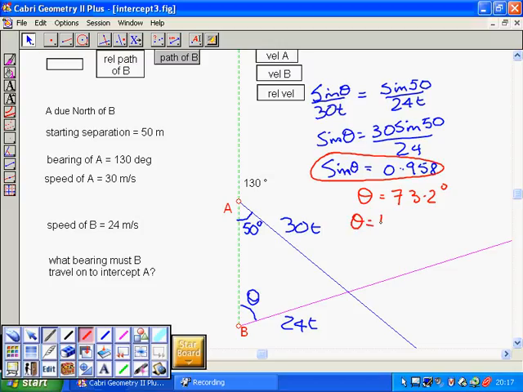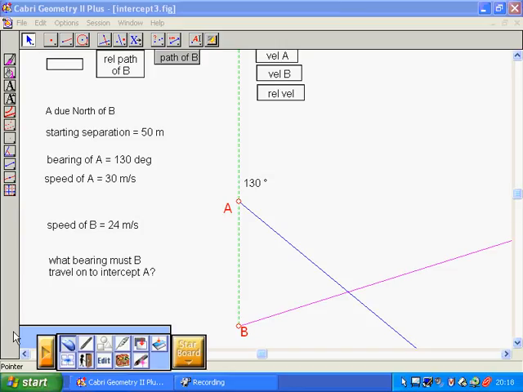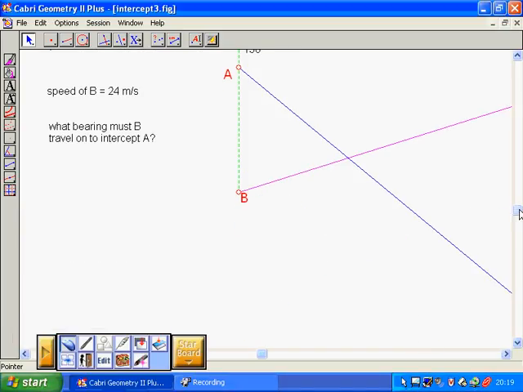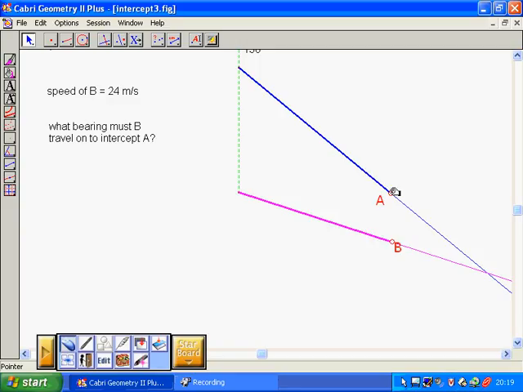Theta, for example, could be 180 minus 73.2, or 106.8. And let's see what happens in that case. Let's go down a bit and estimate 106.8. Easily done. And now let's see what happens. Well, that was a pretty good estimate. Yes, they more or less meet.